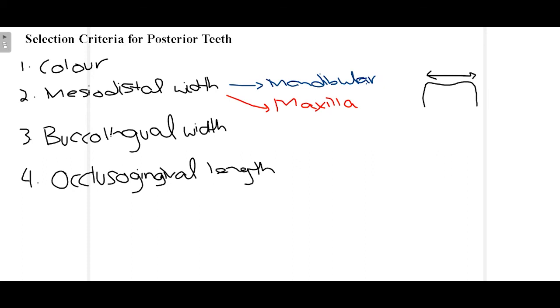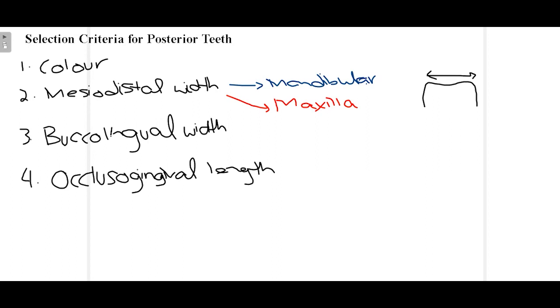Now talking about mesiodistal width, in the mandibular teeth, the space that is available for the posterior teeth is from the distal surface of the canine to the anterior border of retromolar pad. Now teeth should not be placed at the retromolar pad directly, because this can lead to tipping of the denture, and also the teeth should not be placed at severe slope, which can dislodge the denture.